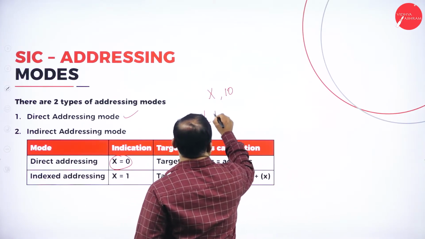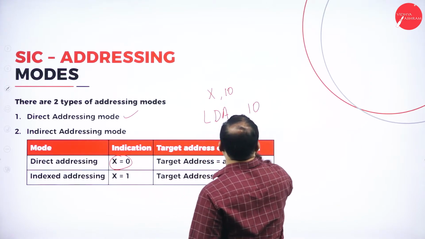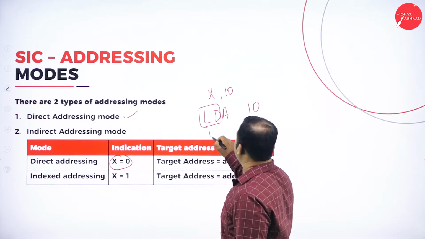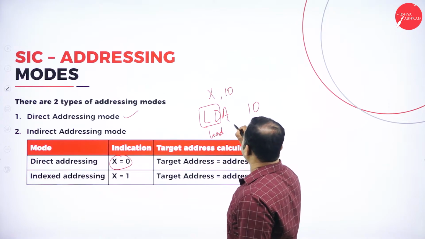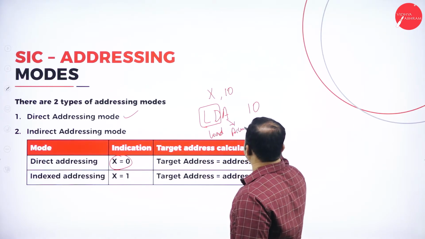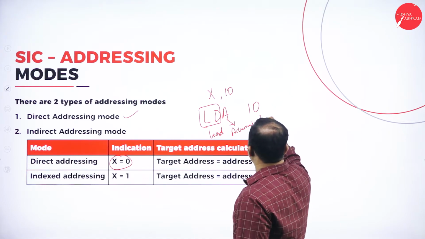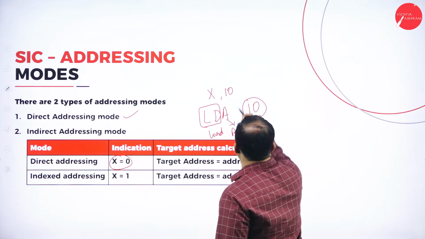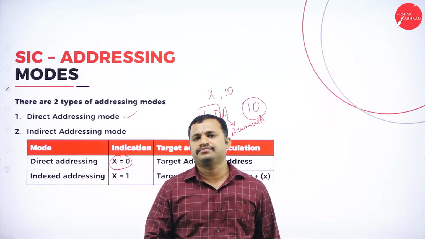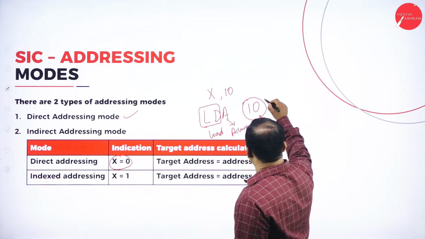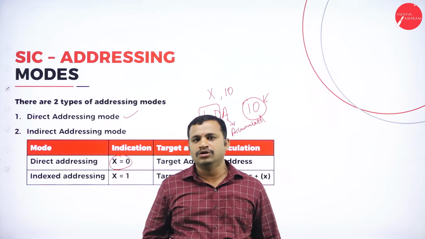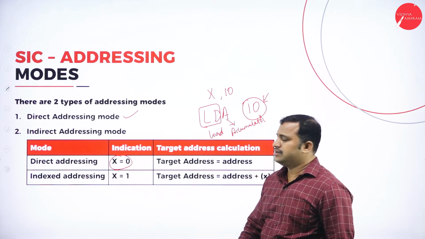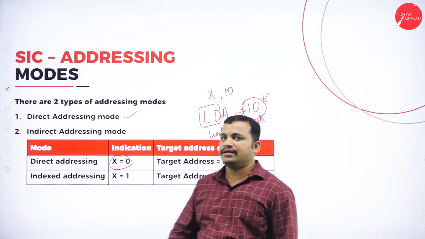accumulator. Load A, or LDA 10. What is the meaning of this? LD stands for load. A stands for accumulator. That is, the accumulator register is filled with the value 10. LDA. Then, am I using any indexes here? No, I am not at all using that. If that is the case, I am directly referring to the value 10. I am loading the value.